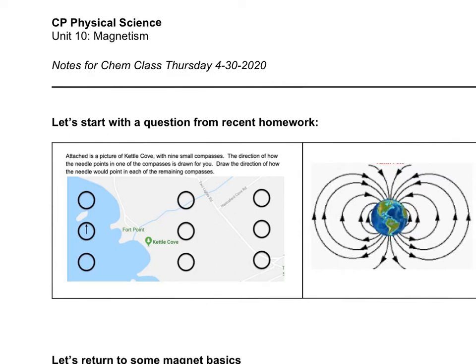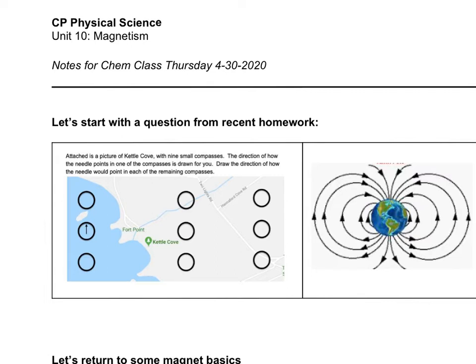But basically, we didn't use compasses in class because we're not meeting. So if we were starting this unit in the classroom, we'd have had small compasses, and we would have walked around the classroom and noted the direction of the needle. Generally, a compass needle will always point north.